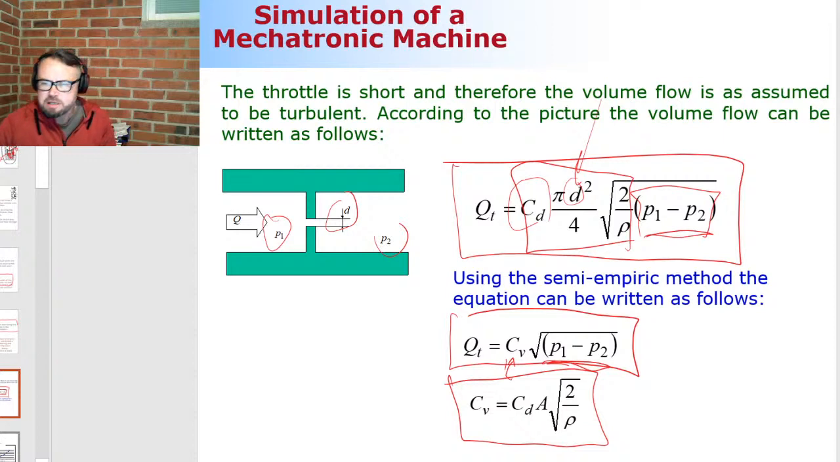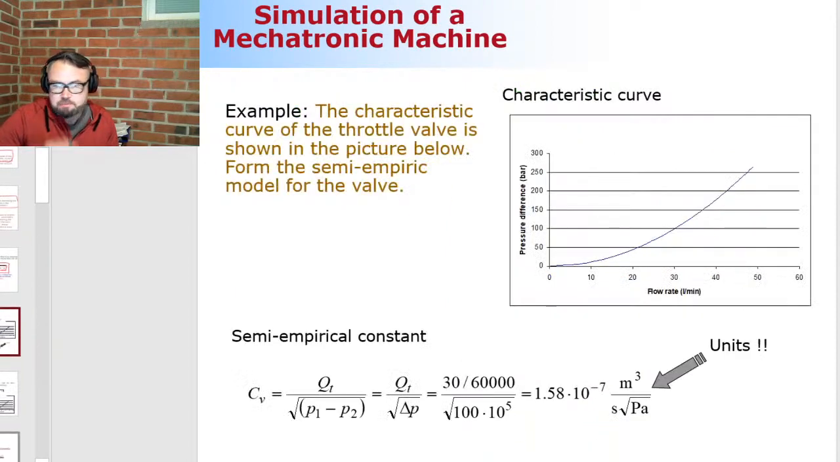It's exactly the same thing. But why do we do this? We do this because this parameter, as you will see soon, is something that you can easily get from the manufacturer's catalog. I have a hypothetical case in my next slide, but it shows the concept of semi-empirical modeling. Soon we're going to take a look at a direction valve, and then you realize that this is actually a fairly handy way to model different hydraulic components.